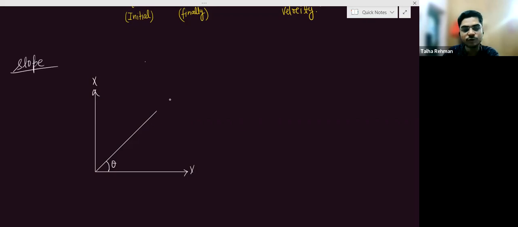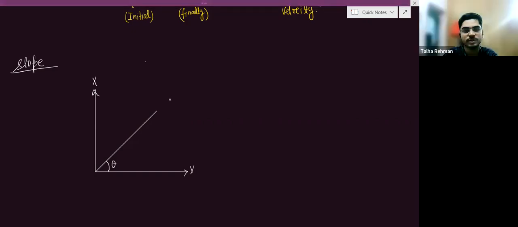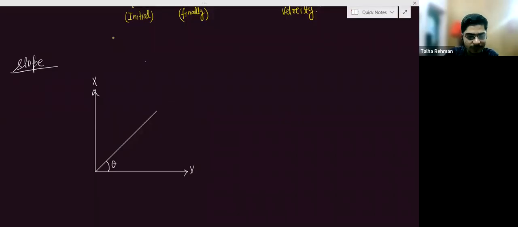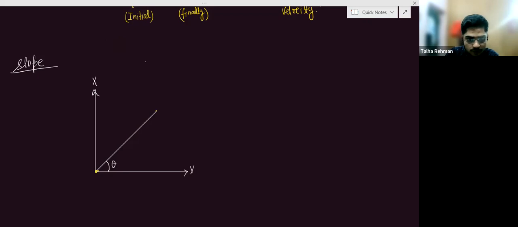Has your teacher told you about the slope? Yeah, I think. Okay, no problem, so that is why I am telling you now. At this point, this is the initial condition. So what I am doing now is, I want to find the slope, and I will tell you what the slope is.